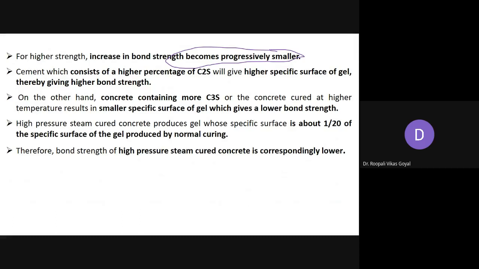Also, it depends upon your gel. Cement which consists of a higher percentage of C2S will give a high specific surface of gel, and it will give higher bond strength. So if your cement contains more proportion of C2S, it may give good bond strength with the cement gel. But on the other hand, cement which contains more proportion of C3S, and concrete which is cured at higher temperature, will result in a smaller specific surface of gel. Here the specific surface of gel is less, so it will give you lower strength. So if bond strength is low, then definitely compressive strength will also become low.